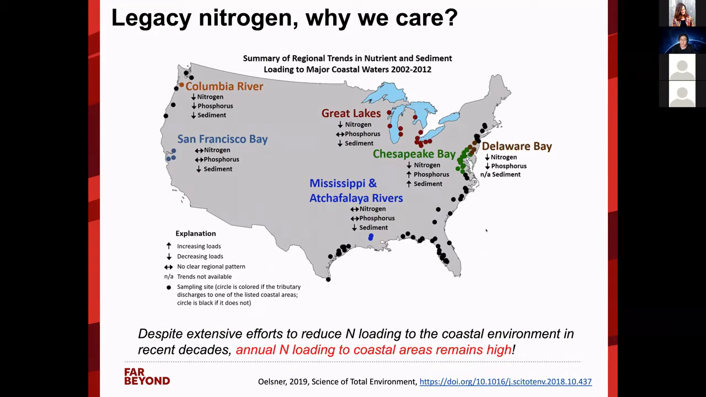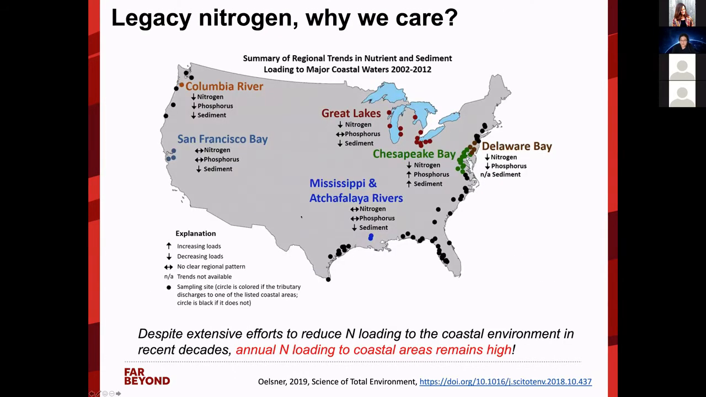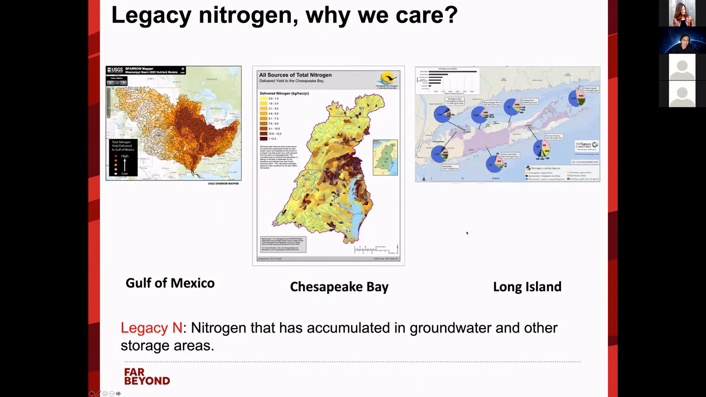However, although widespread implementation of these measures and notable reduction in nitrogen inputs were observed, we still see the nitrogen concentrations in surface waters are in many cases remaining steady. One of the reasons for this phenomenon is the presence and the abundance of the legacy nitrogen present in the groundwater and in the sediment. By definition, legacy nitrogen is the nitrogen that has accumulated in groundwater and other storage areas.